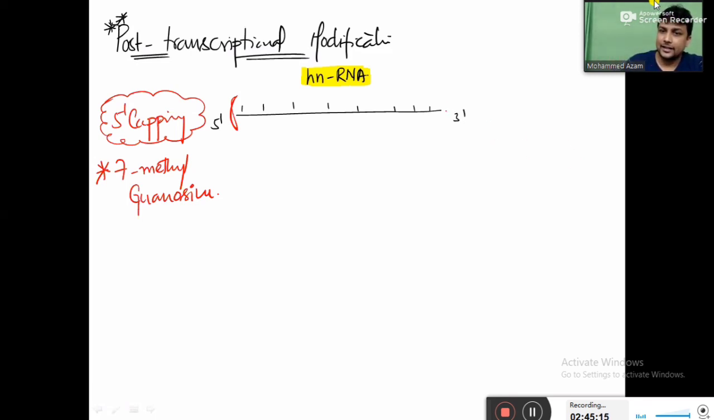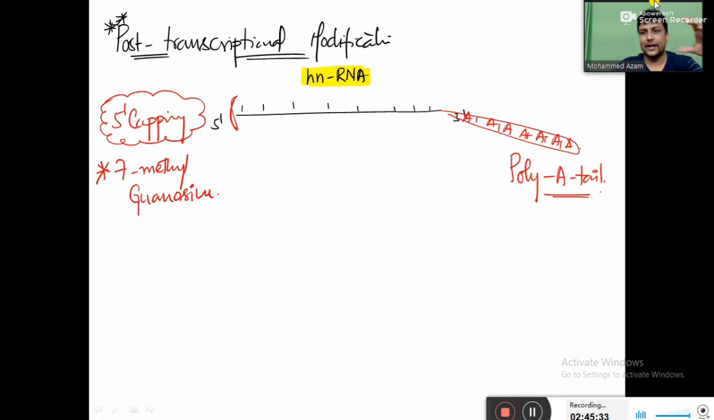And 3' end is like a tail. Attach one tail here, sir. So there will be a long tail of adenine, like many adenines attached there. Many means poly. Adenine starts with A, so that is the poly A tail. So at the 5' end there will be 5' capping, and at the 3' end there will be a poly A tail.